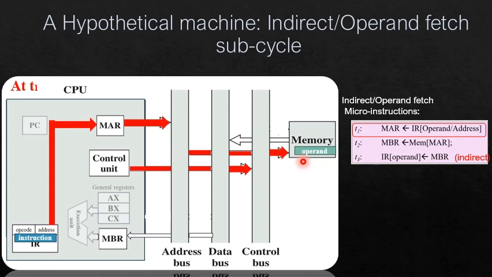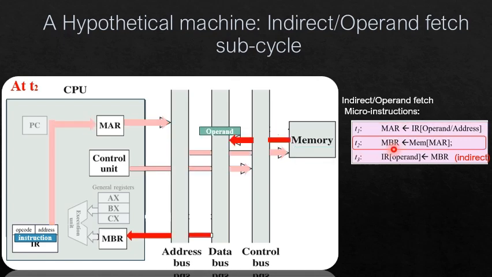In the case of indirect, this step is actually to get the first address from the memory instead of the operand. In the case of direct, it is getting the operand based on the address in the MAR. Next, the second micro instruction shows that the operand, in the case of direct addressing, will be sent to the data bus, and then from the data bus it will reach the MBR register. That is the operand.